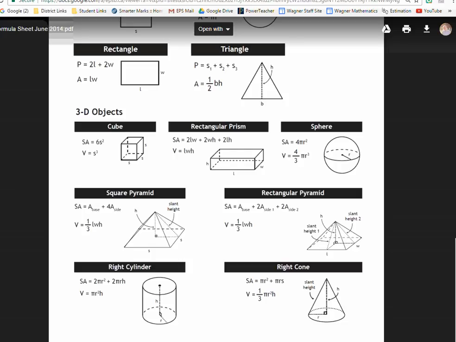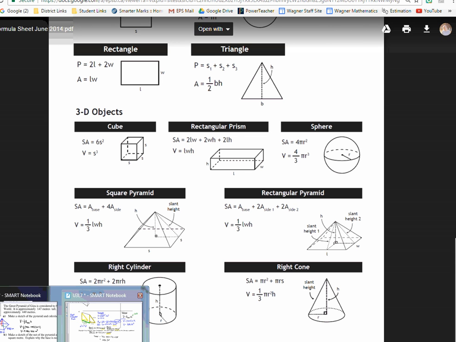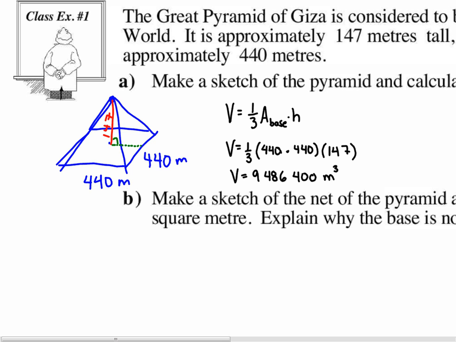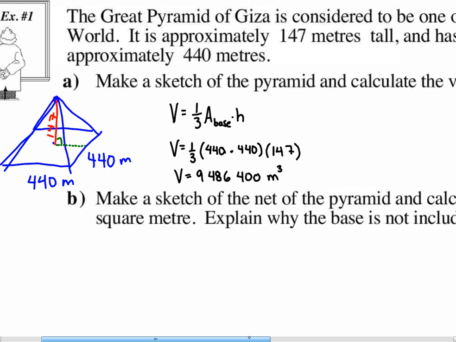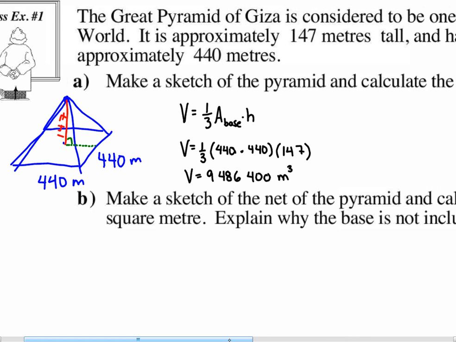down the net. Right? So if it's square, we have 4 equal triangles and a square on the bottom. And then we'll talk about the rectangular one later. Okay. Oh, wrong one. Let's continue. Make a sketch of the net. So when we open this up, what does it look like?